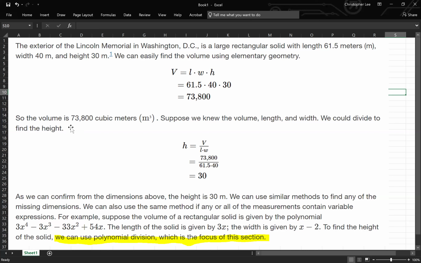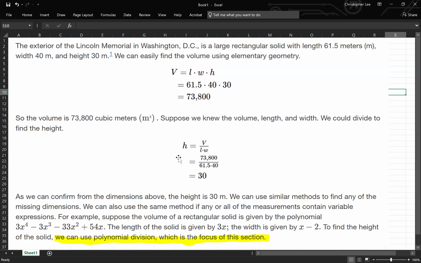Suppose we know the volume, the length, and the width, we could divide to find the height. So we know how to do this: solve for another variable. The height is equal to the volume divided by the length times the width. Plug in the numbers, get 30. As we can confirm from the dimensions above, the height is 30 meters. So we can use similar methods to find any of the missing dimensions.